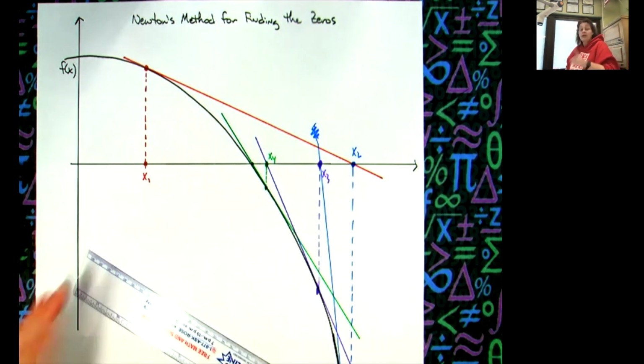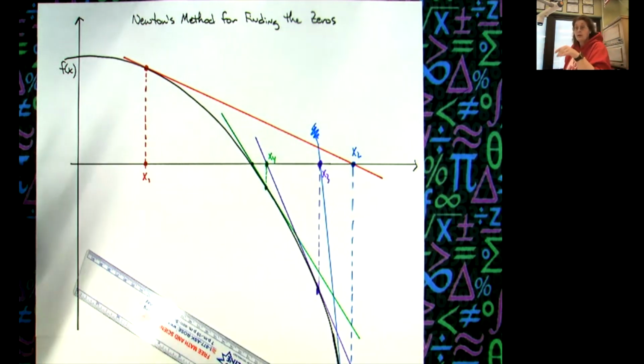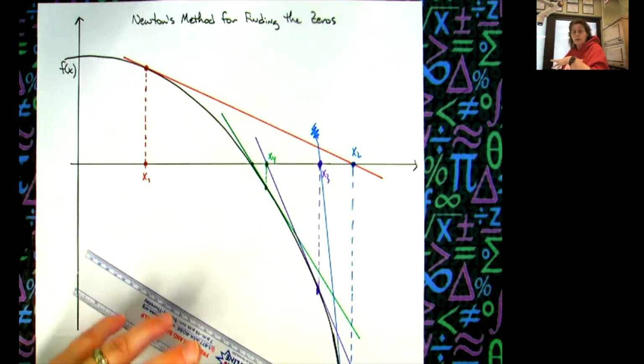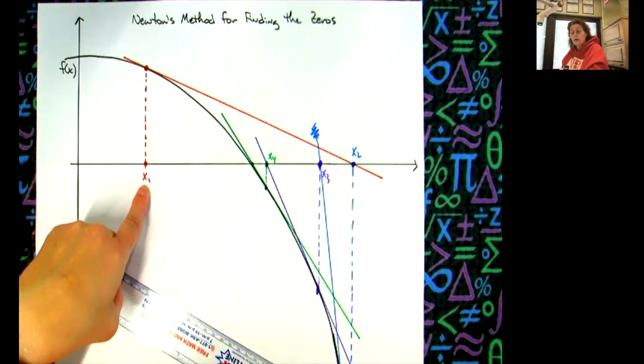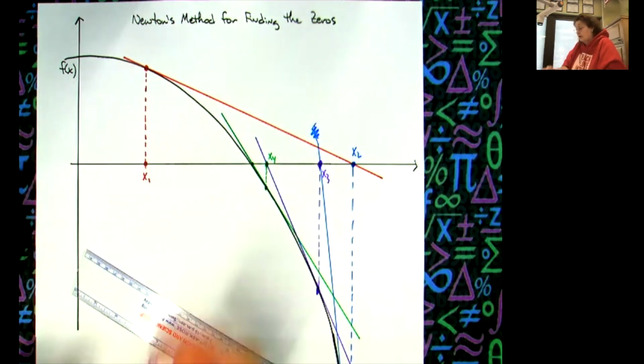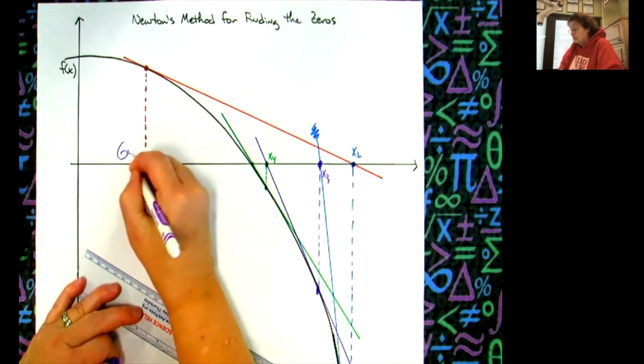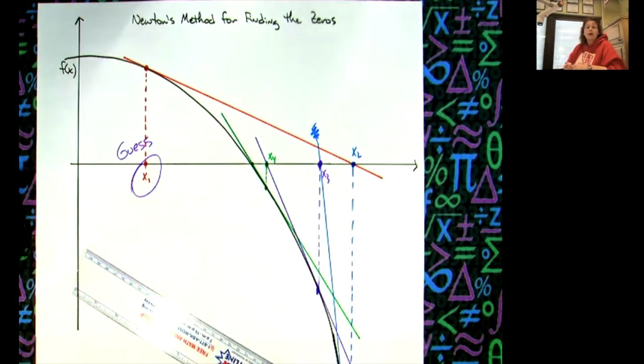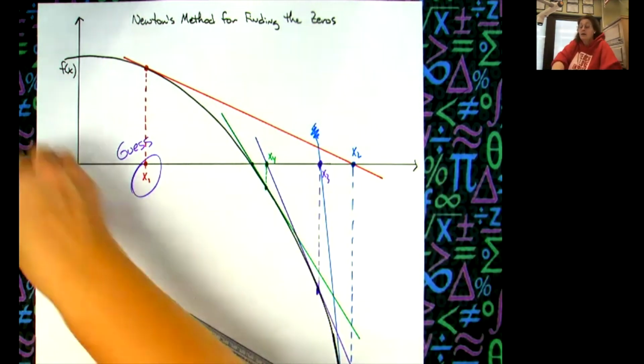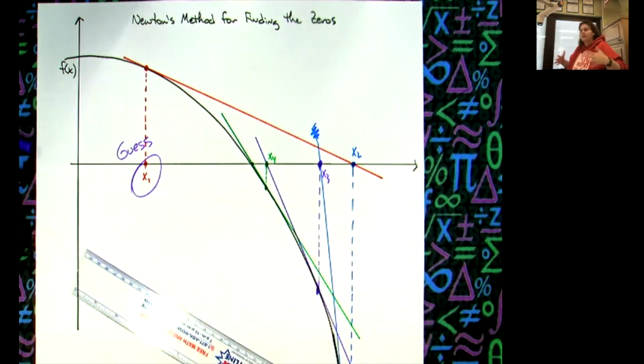All right. Your textbook, initially, they're going to give you a function, and then they're going to tell you to approximate the roots. All right. This right here is a guess. Okay, so you are going to have to guess a number for what you think the root is. All right, now, if you guess really, really far away, then this isn't going to work.